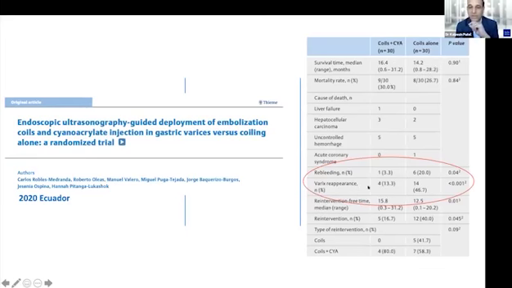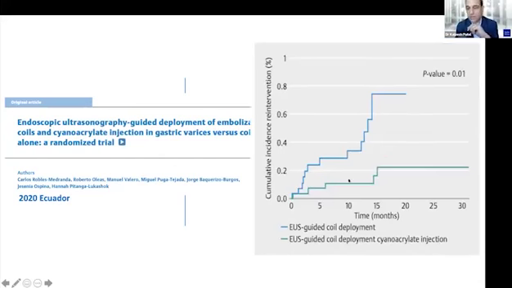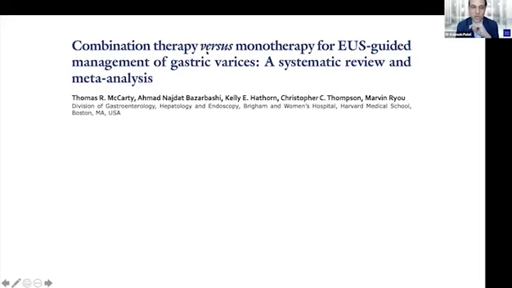And in terms of varix reappearance, or perhaps a better way to think of it, incomplete obliteration of the varix, also significantly improved in the combination therapy. If we look at a time-to-event analysis, blue being coils alone, green being the combination, again, we see a significant reduction over time in the need for re-intervention. So this supports our own experience here in Houston as well.